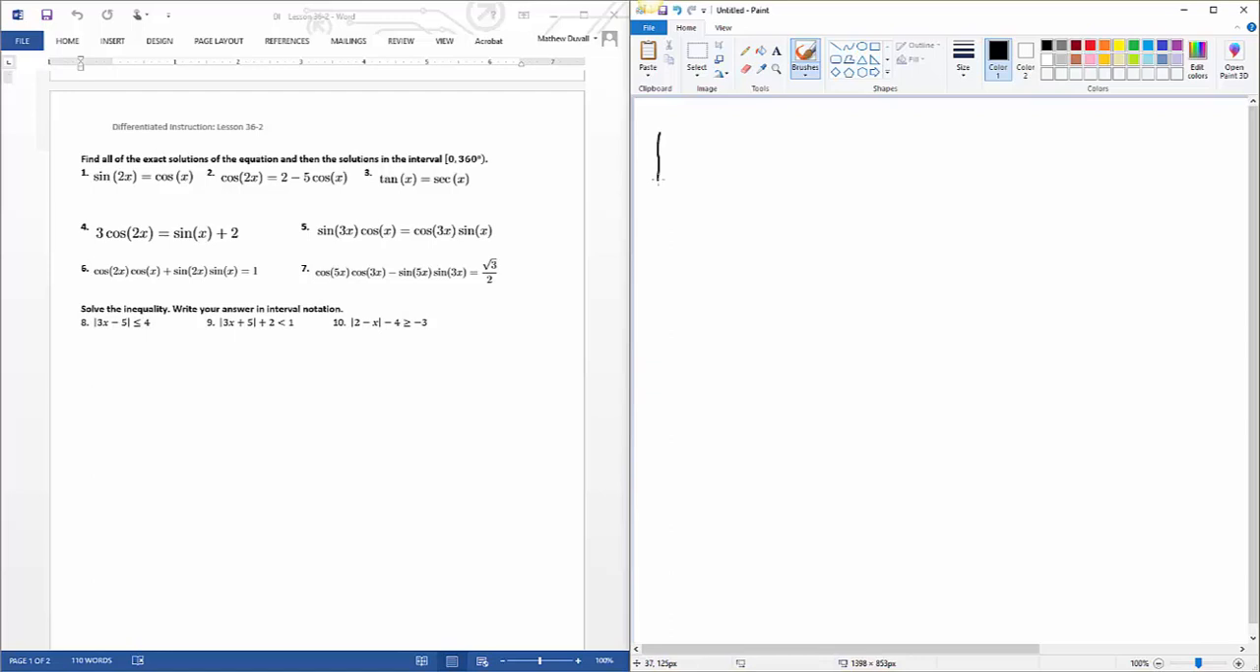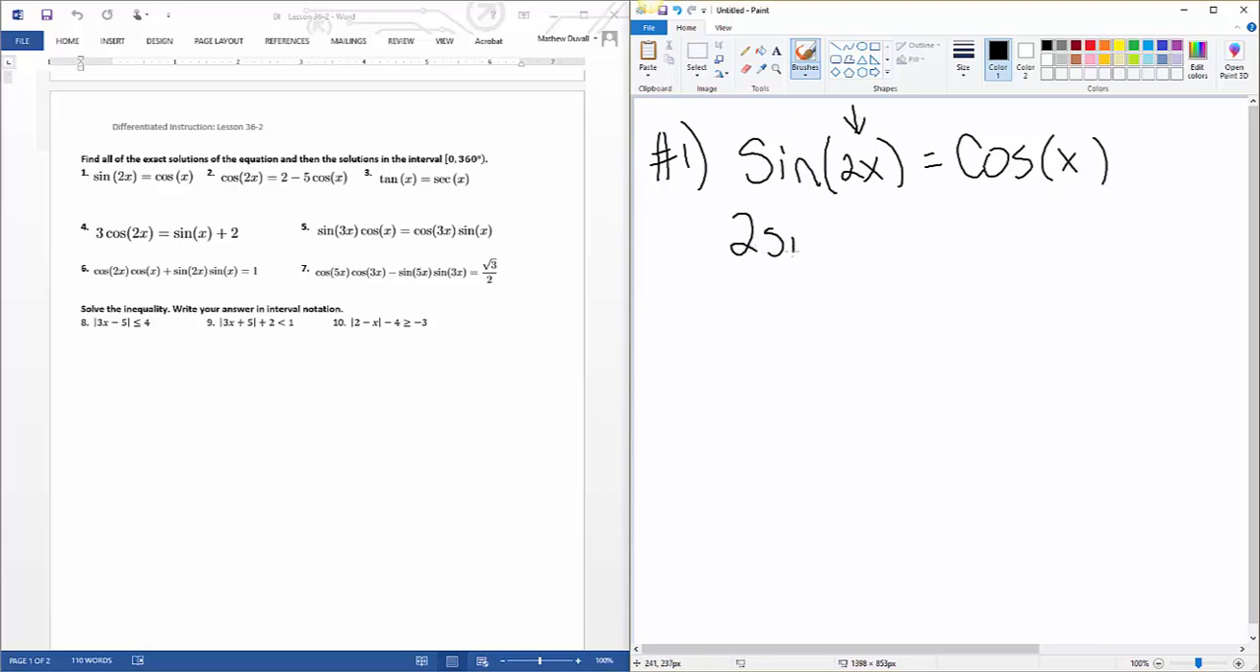So on number 1, sine of 2x equals cosine of x. So we want to get rid of all of our sine of 2x's, or anything that has a 2x in there, because right now there's no way I can combine or simplify these. And so this sine of 2x is the same as 2 sine x cosine x, and that equals cosine x.